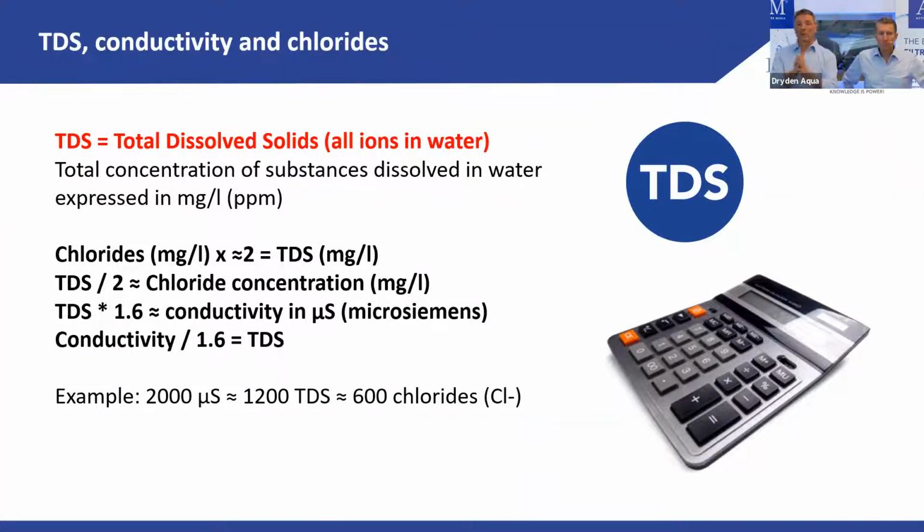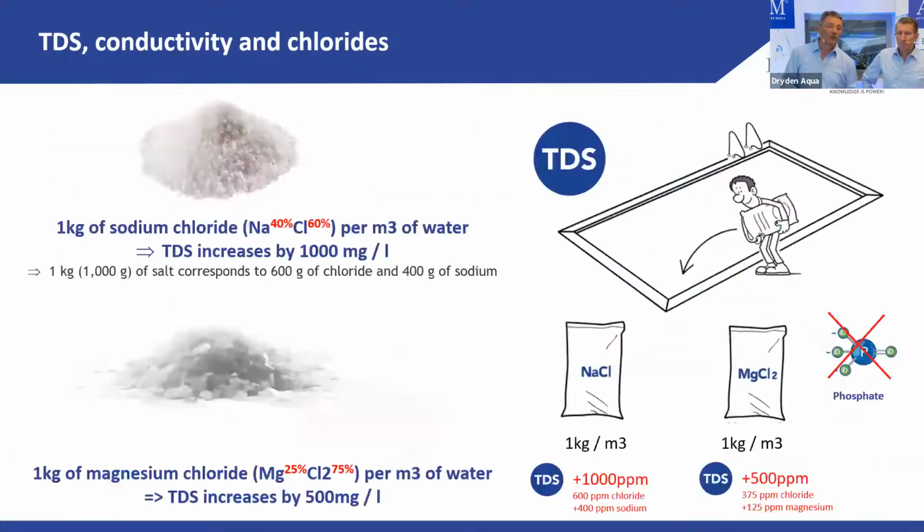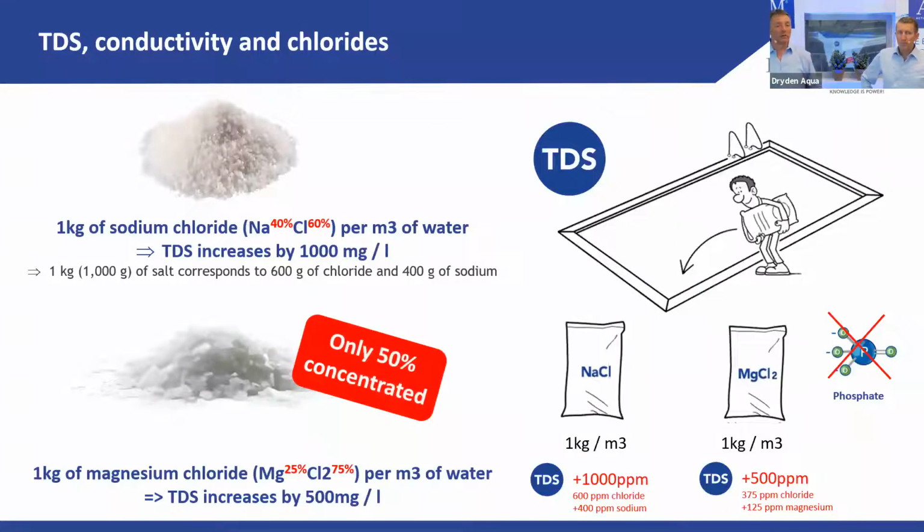Conductivity divided by 1.6 gives you the TDS. TDS divided by 2 gives you the chlorides. So here you see these formulas, and here you see the example. Our tap water already has 200 TDS. Then we add 1 kilogram of salt. TDS goes to 1200. If I then measure conductivity, it would be roughly 2000. And from this 1200 TDS, we will have roughly 600 milligrams per liter of chlorides.